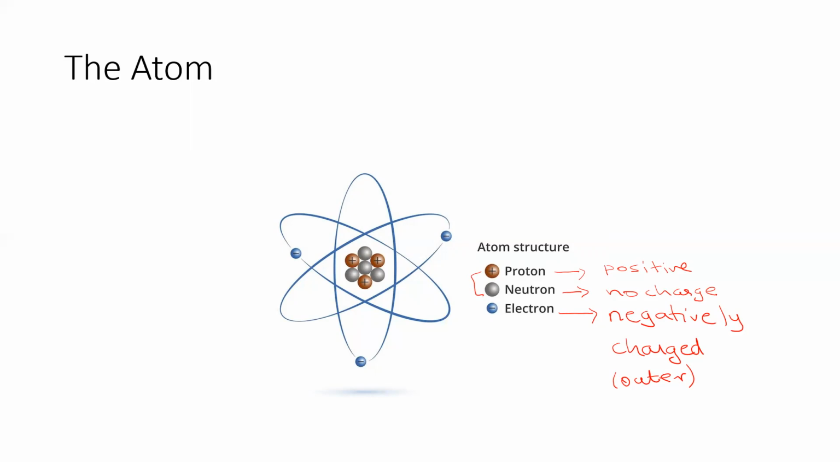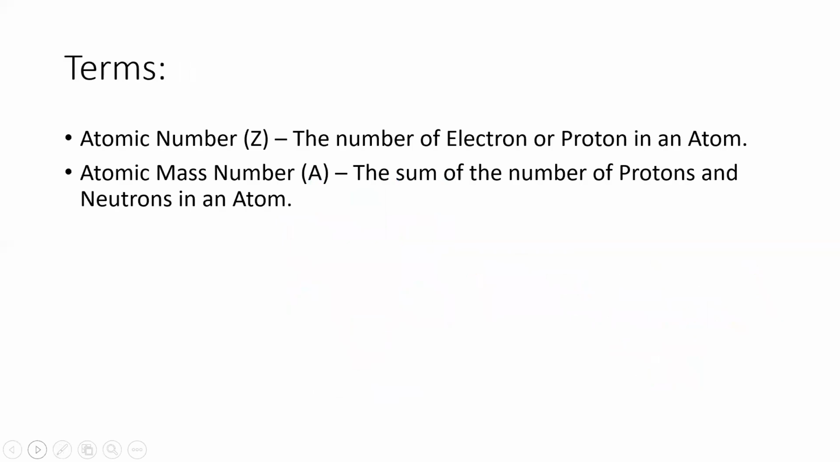To maintain a perfect balance in the charge, the number of protons and the number of electrons are commonly the same. However, this can be different. The neutron number can be different. So with this, we've got two other terms coming into the picture. The atomic number. The atomic number is the number of protons or electrons in an atom.